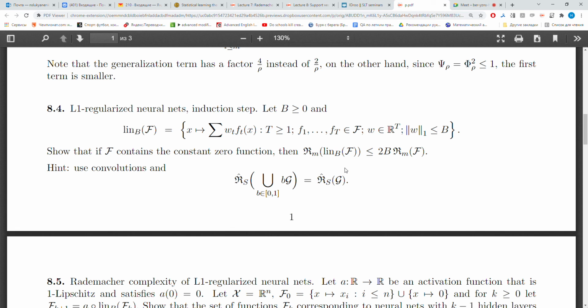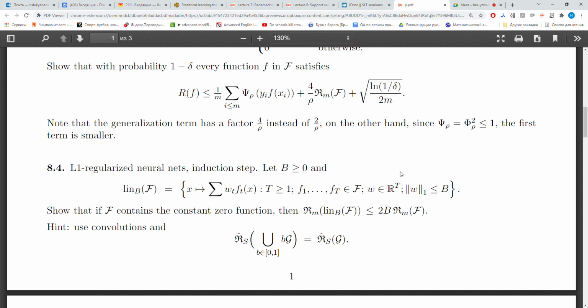And one more interesting task. So we have some space of functions F, which contains the zero function, and we want to say that if we use bounded norms of w, in this case we can estimate the complexity of the linear space of these functions by the complexity of the set of the functions multiplied by some constant.